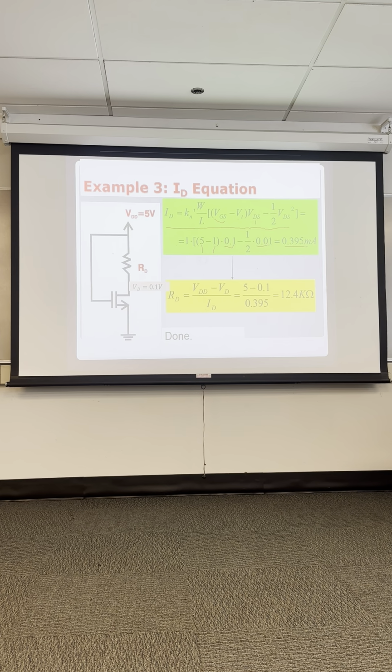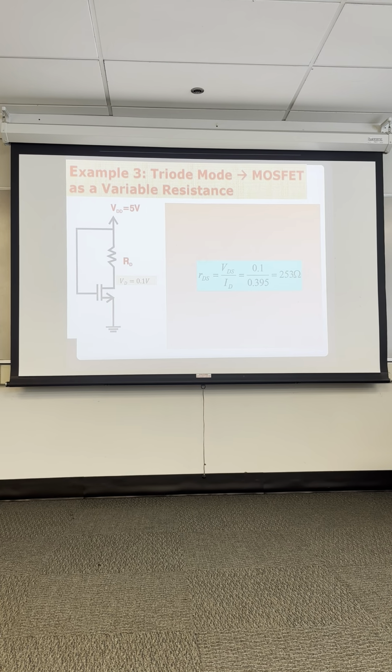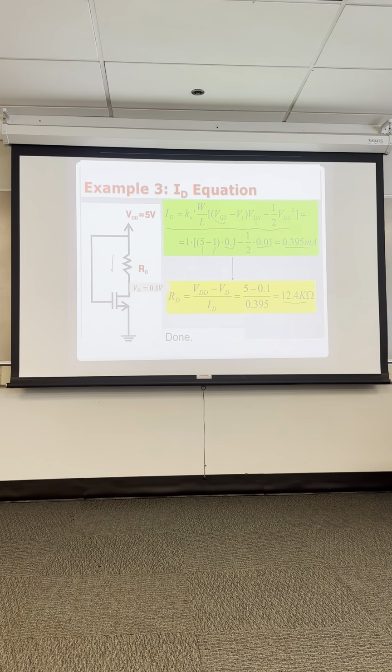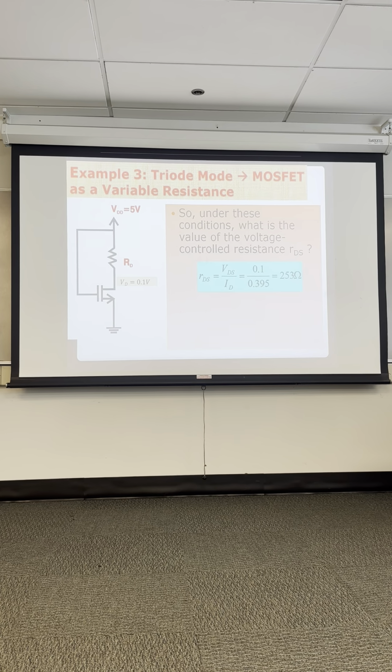And now since we have this current here, we can use Ohm's law to solve for that resistor RZ. 5 volts minus 0.1 divided by 0.395 milliamperes, you get 12.4 kiloohms. Now, when a MOSFET is operating in triode mode, it's not useful as an amplifier. However, it does have use as a voltage controlled resistor.